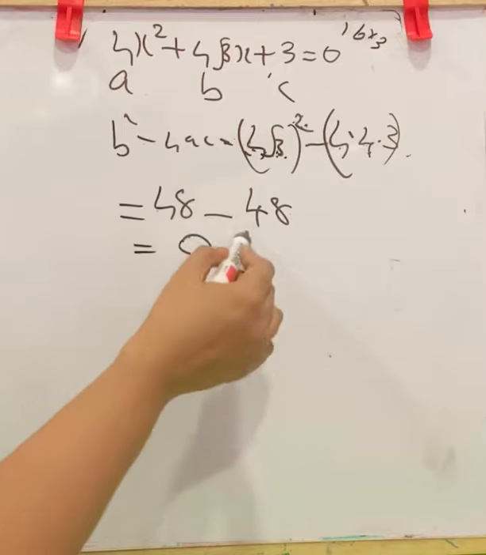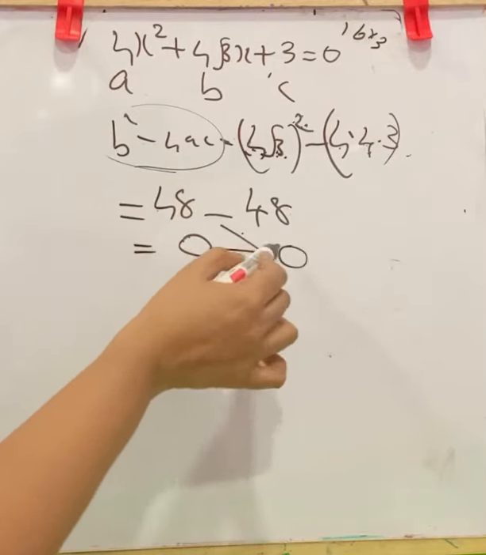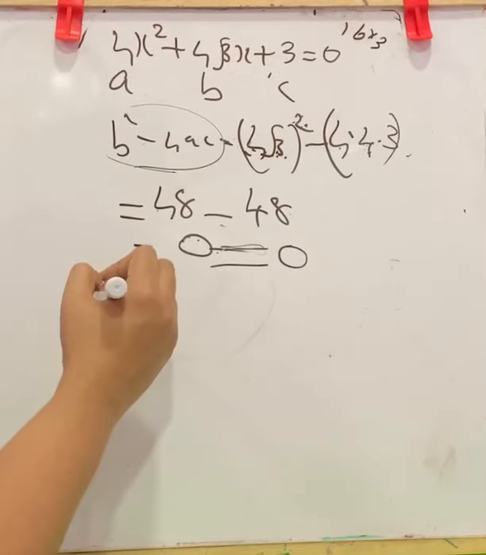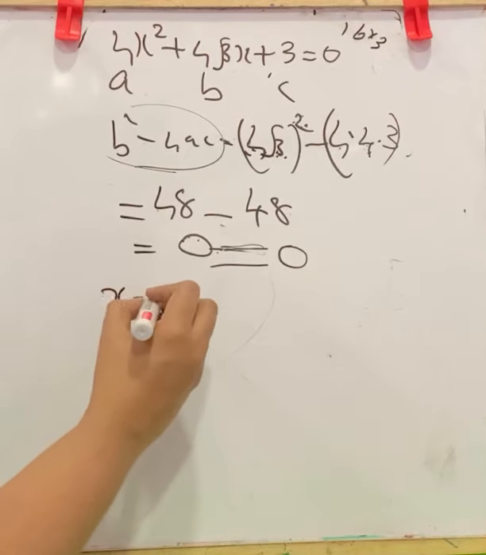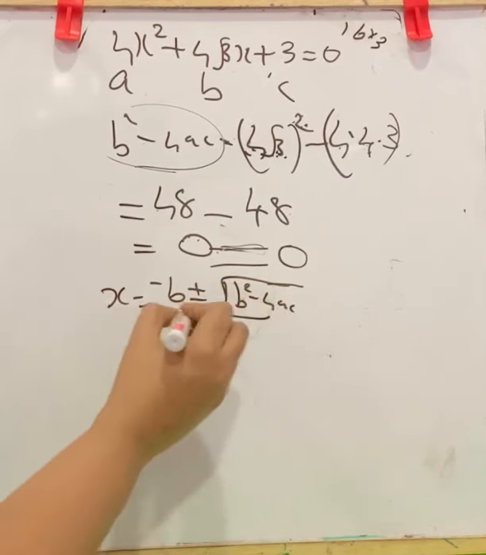We know b square minus 4ac is greater than or equal to 0. Here it comes equal to 0. In both cases we can apply the formula to find the roots, that is x equals minus b plus or minus root of b square minus 4ac by 2a.